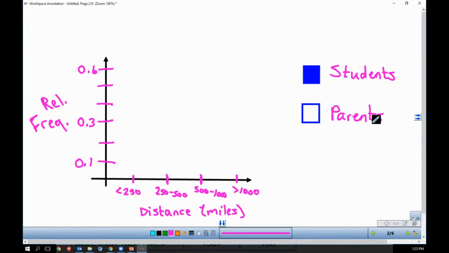Now we start drawing the bars. So for the less than 250 miles, what was the relative frequency for the students? 0.35. So I'm going to come up here to about 0.35. It's a little bit higher than I wanted. I need to move it.